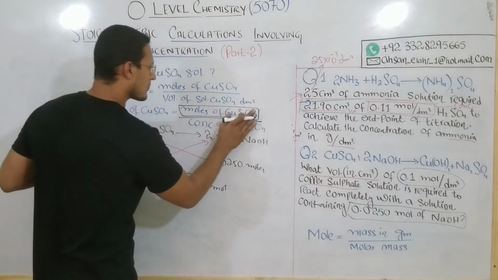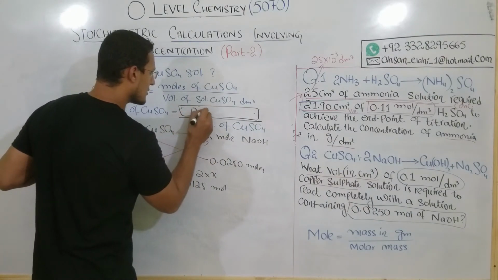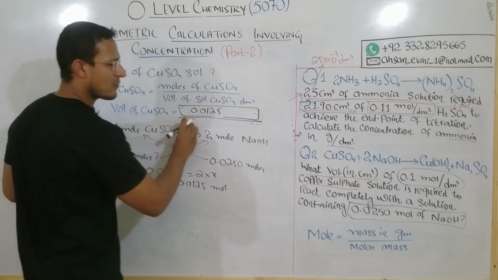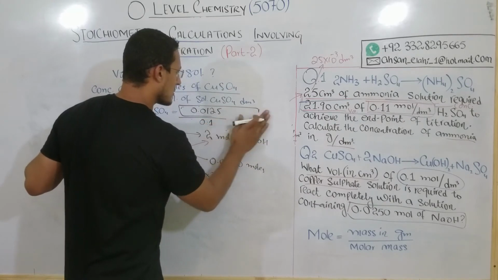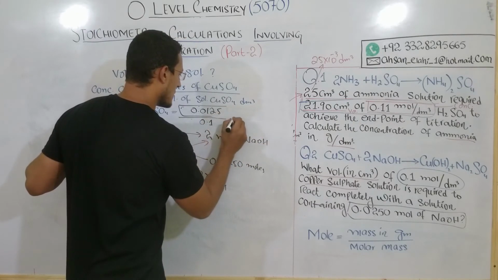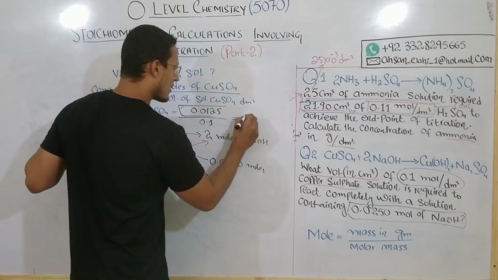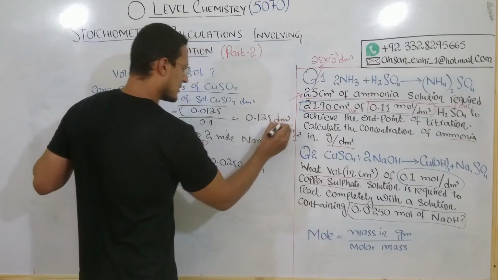So 0.0125 divided by the concentration of copper sulfate, which we have as 0.1, and the answer is 0.125 dm cubes.